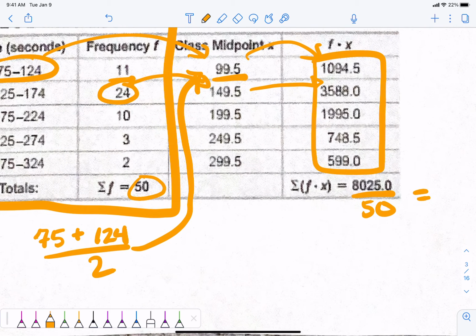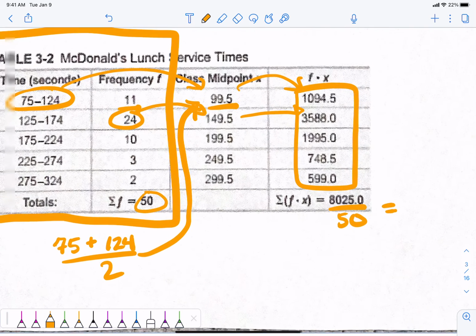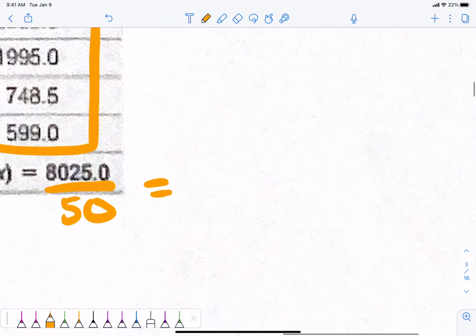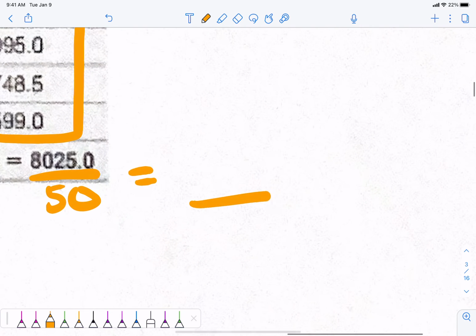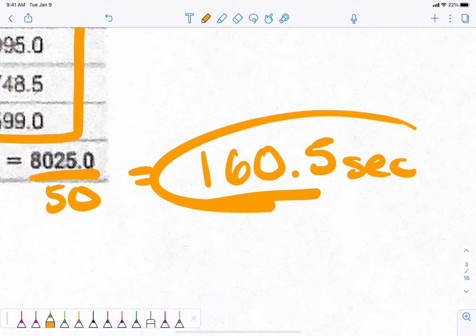Okay, so just to recap, before we divide that out, there are 11 in the first category, 24 in the second category, but we can't do a range, so we do the midpoint. 11 times 99.5, 24 times 149.5, 10 times 199.5, etc. Add all those up, but then we still have to divide by 50. Does somebody have that number? On average, how many seconds is it going to take me to get my meal? 160.5 seconds is the average.